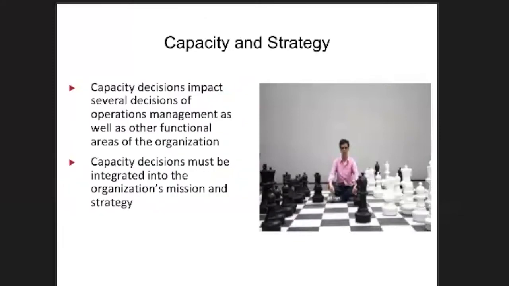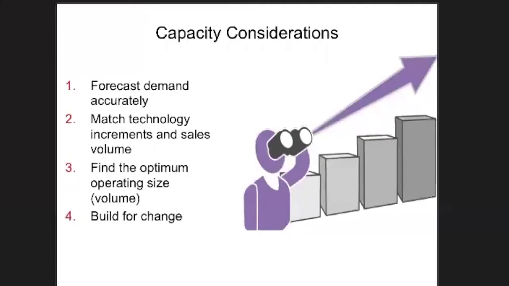Now, the reason capacity decisions are important is because they impact several other functional areas. They are part of the operations management or supply chain management decisions, but they then have influence on many of the other activities that the organization has to plan out. And therefore, it's important that these capacity decisions need to be integrated with the overall company's mission and overall strategy. So in different contexts, different types of capacity planning strategies work better. And we will discuss a little bit of this within the articles that we have also.